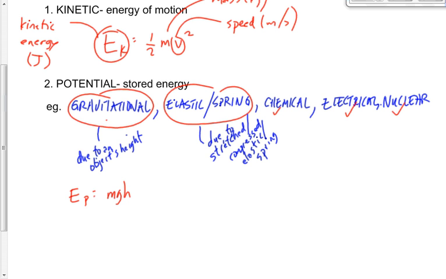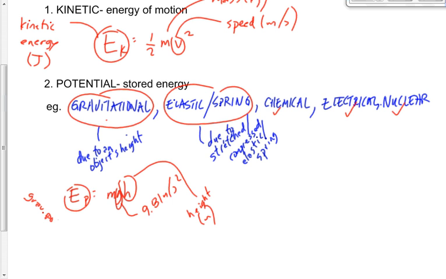M is mass. G is, what's G going to be? Gravity, 9.81 meters per second squared. We'll make it a positive value, though, because we're talking about energy, which is a scalar. H is the height, and that's going to be in meters. Gravitational potential energy is, of course, going to be measured in joules.